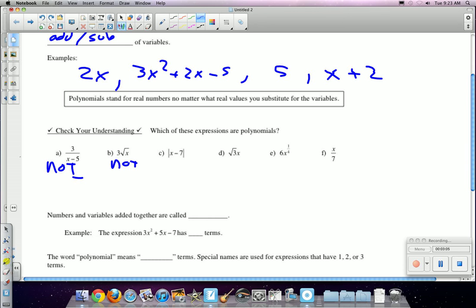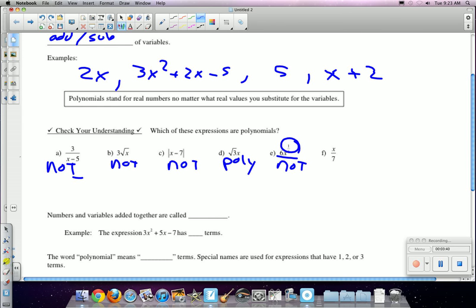Okay? Now this one's a little bit odd. And we're going to say that this is not a polynomial either. Now, as long as you're clear about this, that it's square root of 3 and then the x is next to it, that's fine. This is a polynomial, right? This is not a polynomial because that involves exponents that are not integers, okay?